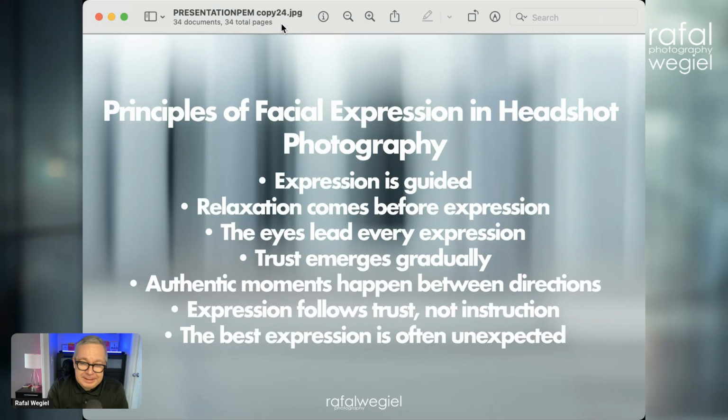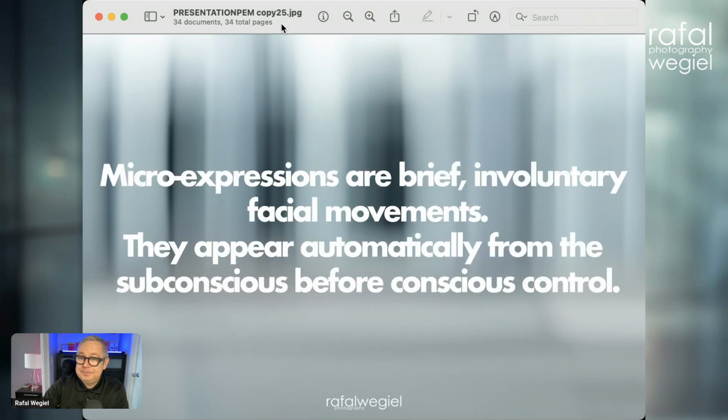And lastly, I'm sure everyone has experienced that the best expressions are often unexpected. So pay attention, because you just don't know when that person is going to give you the killer expression. That's why we work towards it, but we have to be very sensitive and pay attention, so that if this moment happens, we're ready to go. Okay, let's move on.